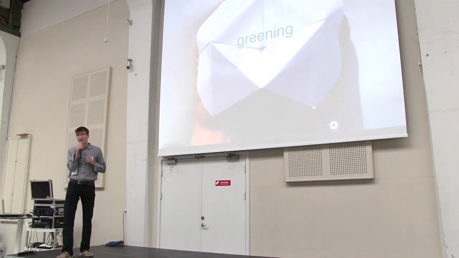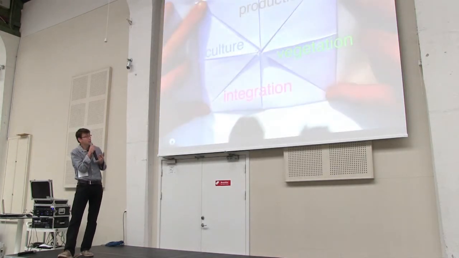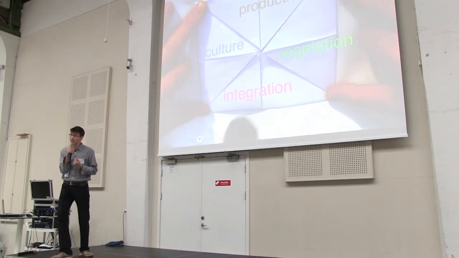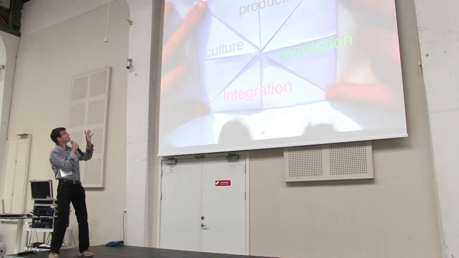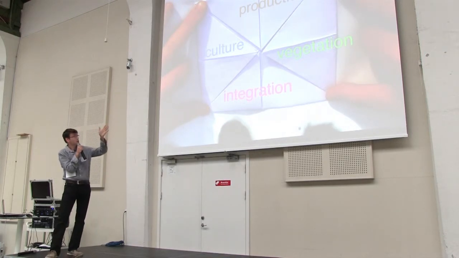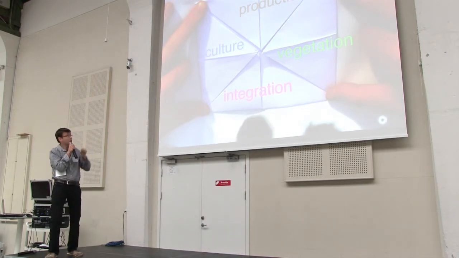But generally speaking, we have to think about the elements which create the green aspect as a more social aspect and a more important one. So there are the universals like culture, production, vegetation, and integration, which will combine all of them.